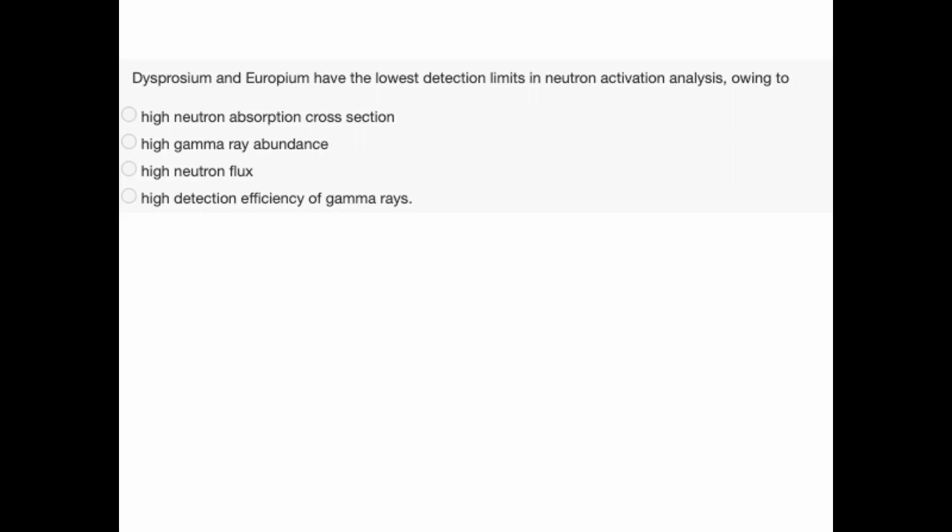Dysprosium and europium have the lowest detection limit in neutron activation analysis, owing to what? A direct question. I think it is because of the high neutron absorption cross section. It could be. Let's see. So yes, it's right, because if there is a high neutron absorption cross section, then only there could be the lowest detection limit in NA. This is the most feasible and most plausible explanation.